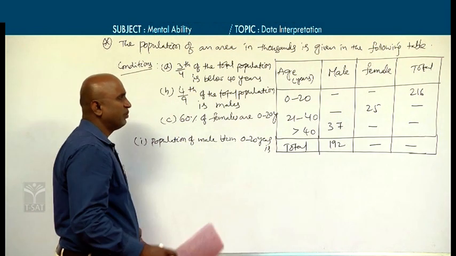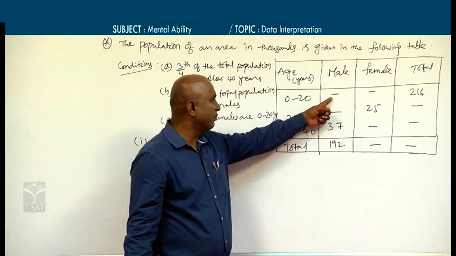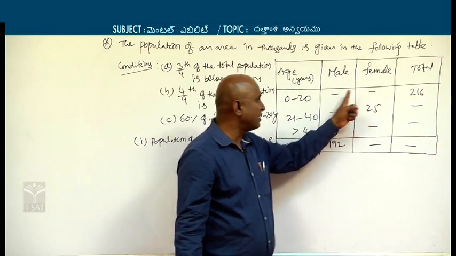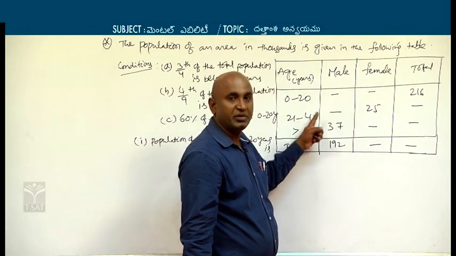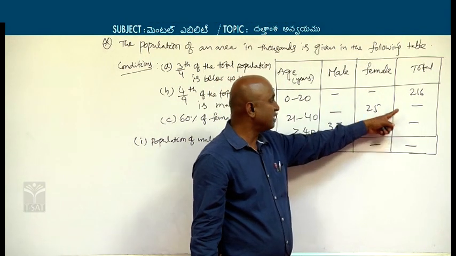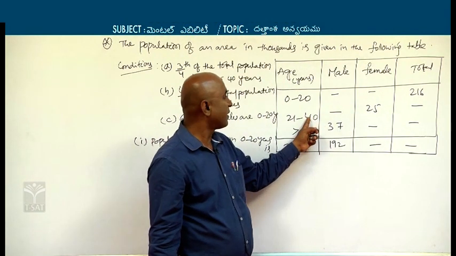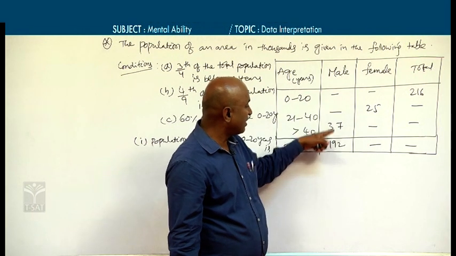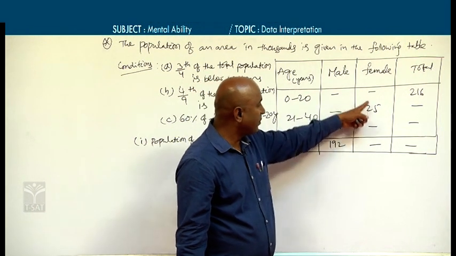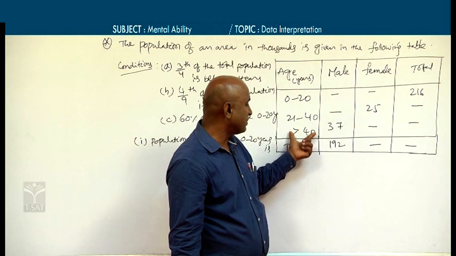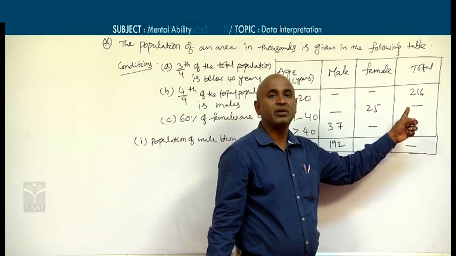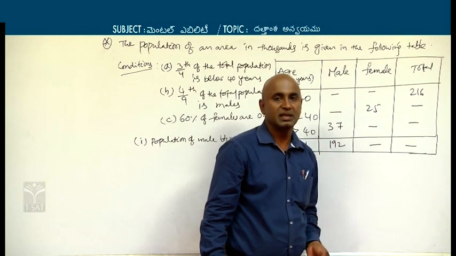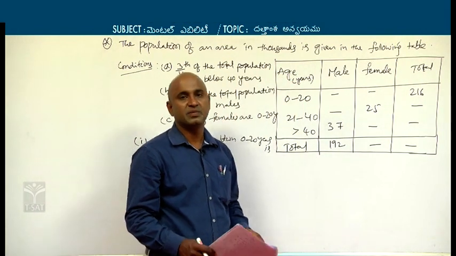Here there are so many questions. What is the population of males between 0 to 20 years? Population of females between 0 to 20 years, population of males between 21 and 40 years, and the total population of females. Total population of males. Similarly, the female population of more than 40 years. So all these blanks we have to fill. We have to identify all the blanks and find out their values.